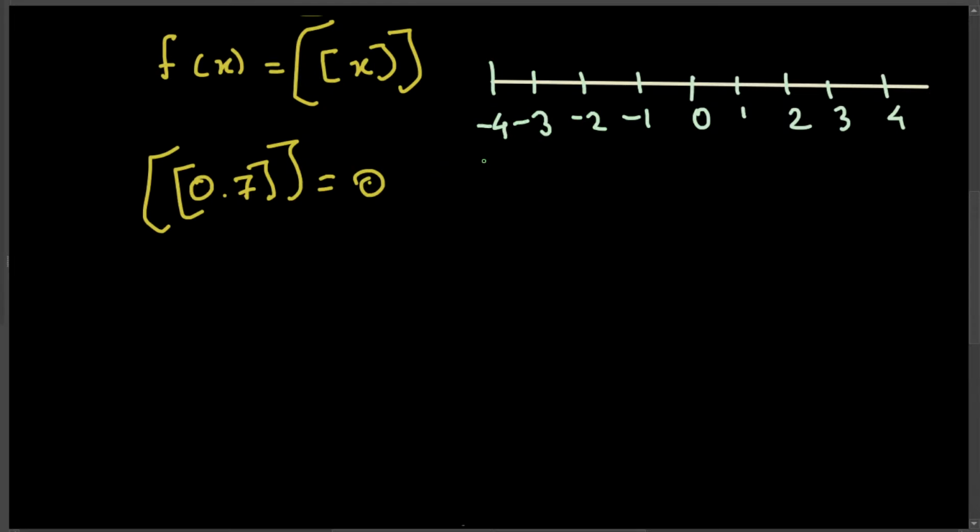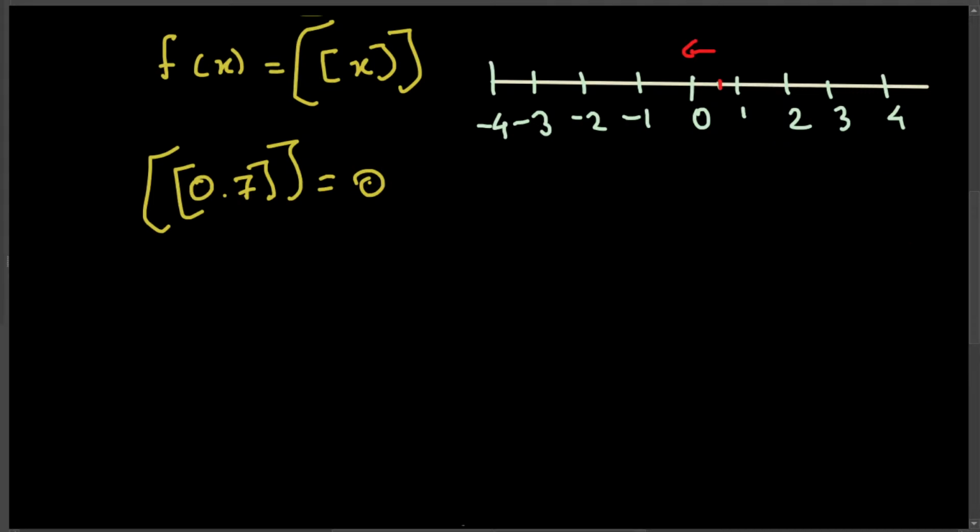So whenever you are asked what is the greatest integer of a certain number, you always look at the left side. Here we have 0.7, and 0.7 is located somewhere here, right? I'll use a different color. So 0.7 is somewhere here. What is the value to the left of this one? That is 0. That's how we got 0 for that one.